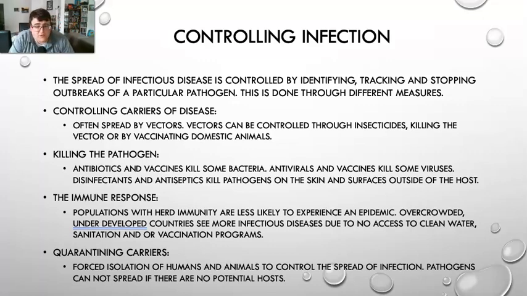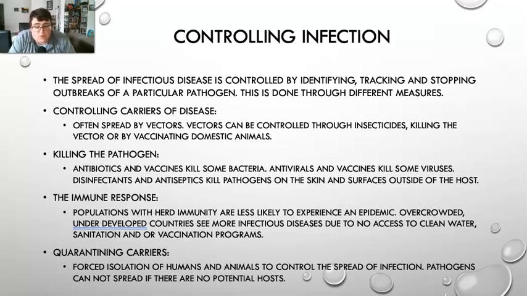The immune response of the population. Where there's herd immunity, there's less likely to be an epidemic. Whereas overcrowded, underdeveloped countries will have more infectious diseases because they don't have clean water, they don't have sanitation, they don't have vaccination programs, they don't have good quality health services. The immune response for those countries is much lower, and hence infectious disease can just tear through that country.